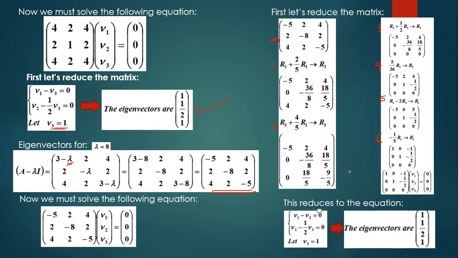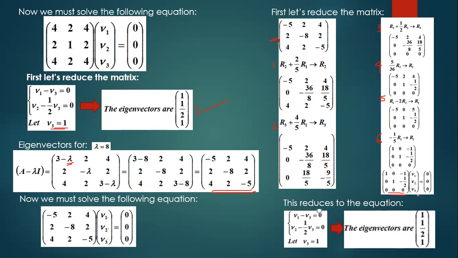This is the reduced form. So V1 minus V3 is equal to 0. And V2 minus 1 over 2 V2 is equal to 0 from the second. And this is the term which we consider. So let V3 is equal to 1.